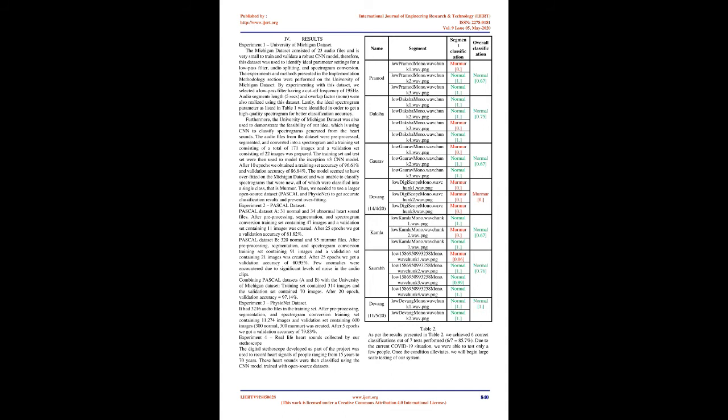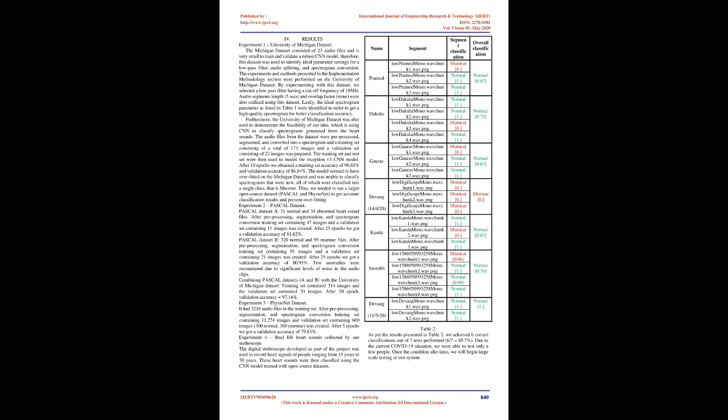The Michigan dataset consisted of 23 audio files and is very small to train and validate a robust CNN model. Therefore, this dataset was used to identify ideal parameter settings for a low-pass filter, audio splitting, and spectrogram conversion. The experiments and methods presented in the implementation methodology section were performed on the University of Michigan dataset. By experimenting with this dataset, we selected a low-pass filter having a cutoff frequency of 195 Hz. Audio segment length, 5 seconds, and overlap factor, none, were also realized using this dataset.